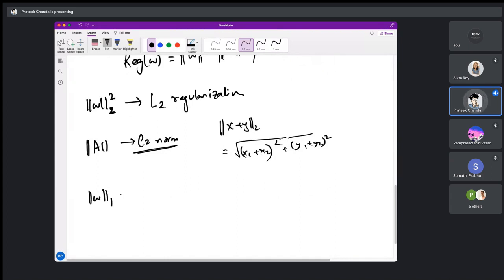Similarly, if I have this thing, which is a one norm or L1 norm, it's similar to the mod, and it's popularly called the Manhattan distance, and this is called the Euclidean distance.